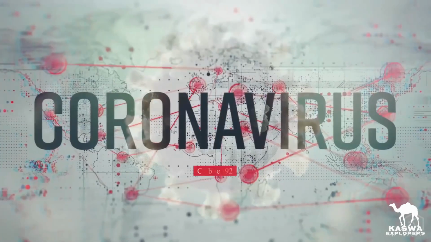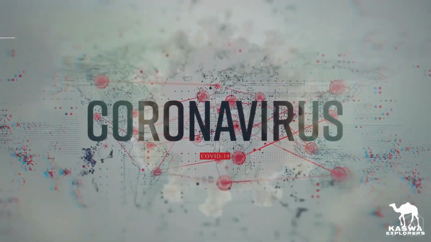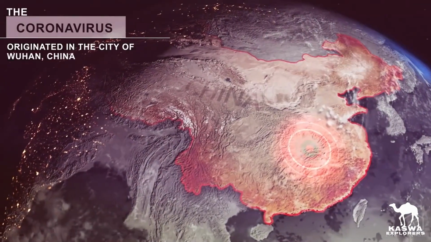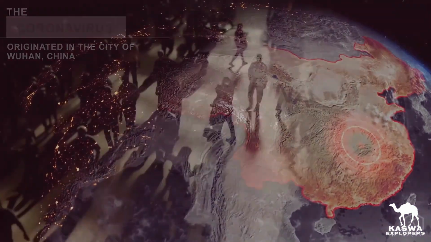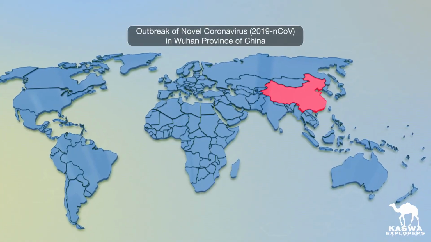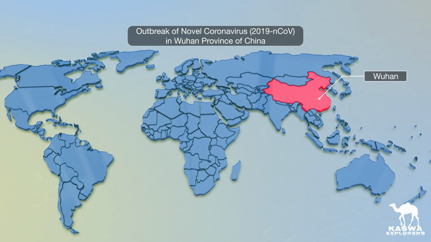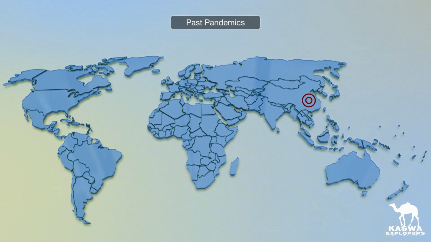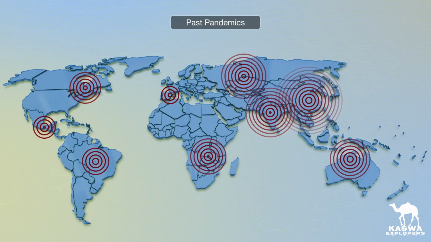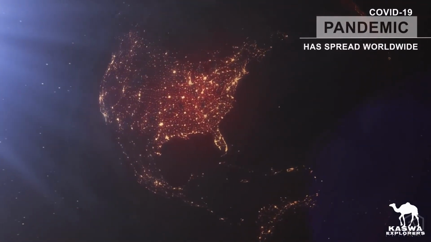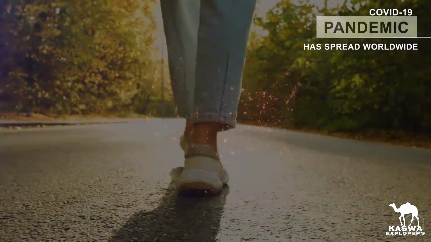The coronavirus, which causes COVID-19, originated in the city of Wuhan, China. An outbreak of coronavirus infections began in the Wuhan province of China in December 2019. Epidemics indicate outbreaks of disease that spread to cover an entire region or the world. What began in Wuhan has now spread across the globe.